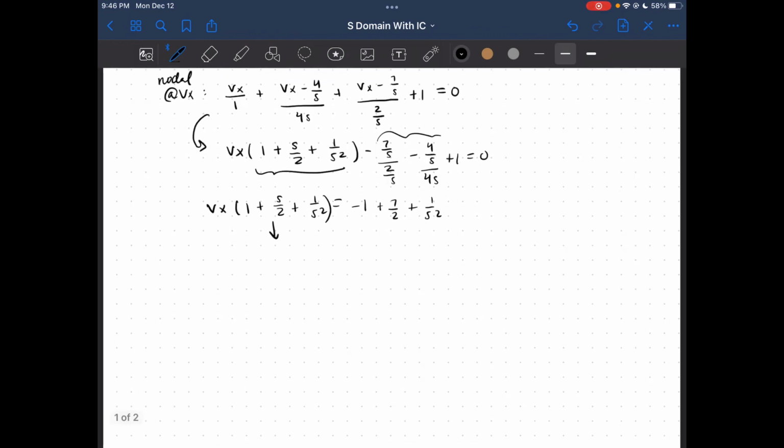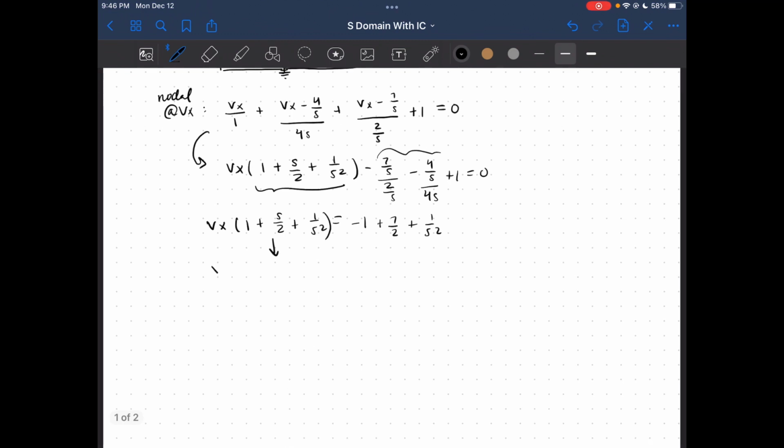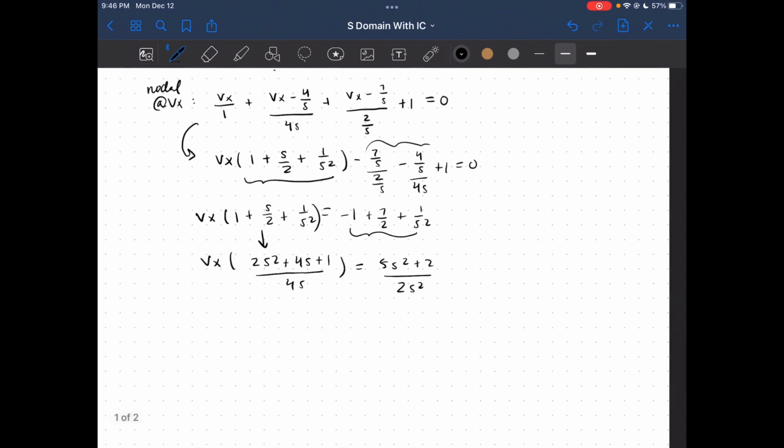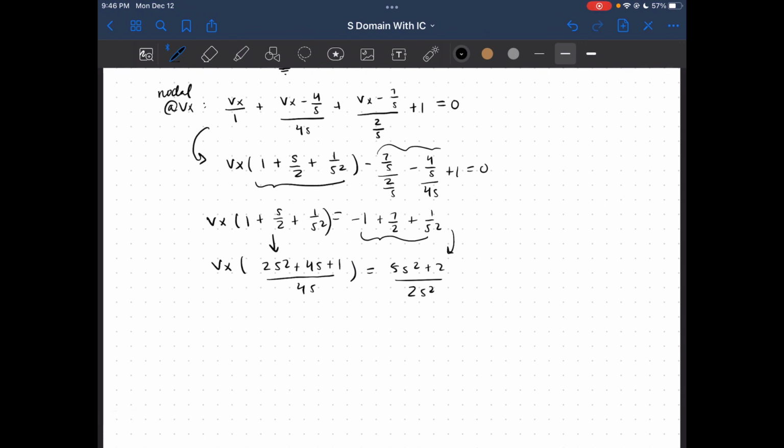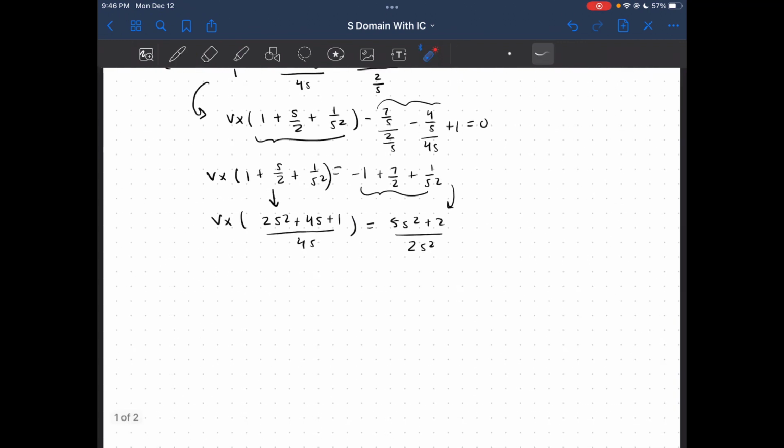Translating this into one single fraction that we can better manage, we get V of x of 2S squared plus 4S plus 1 all over 4S. And simplifying this side as well, we get 5S squared plus 2 all over 2S squared. And all we did was make them have a common denominator, and we got this equation. Now, to directly solve for V of x, we need to divide by this on both sides, which basically means we will be multiplying by the reciprocal of this fraction.